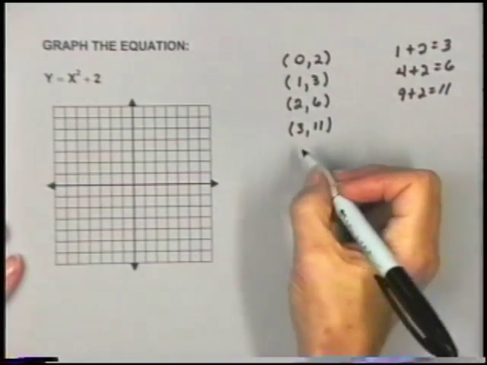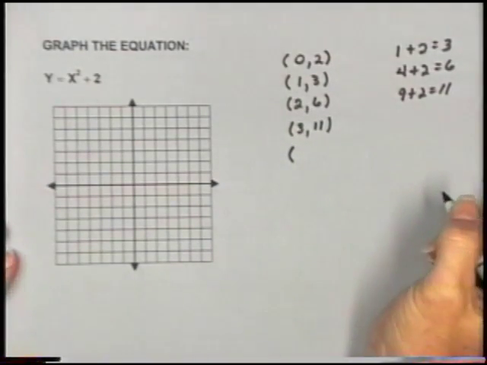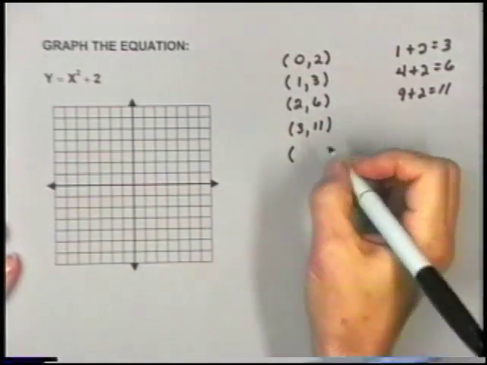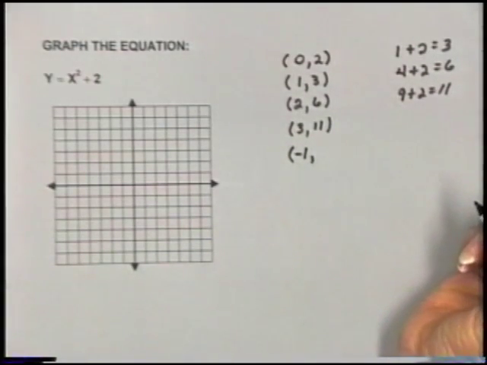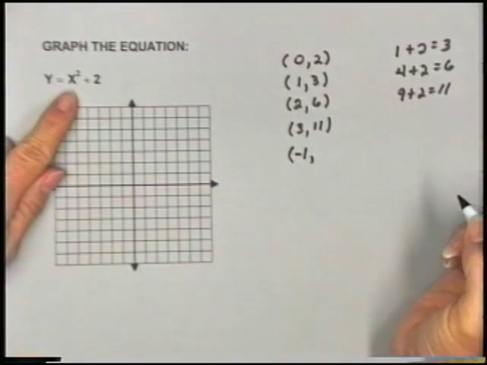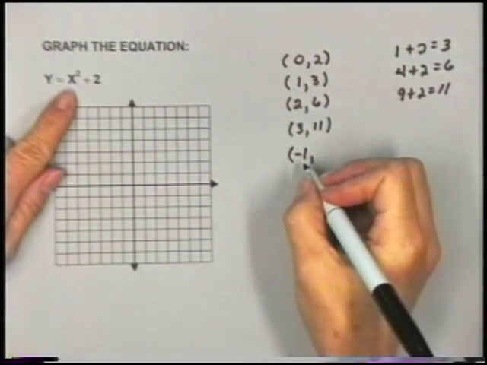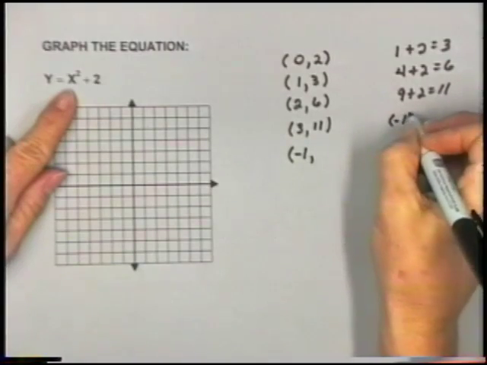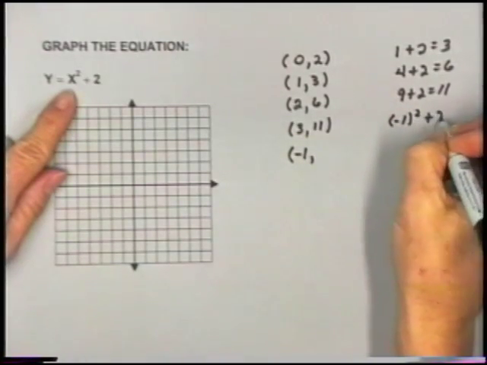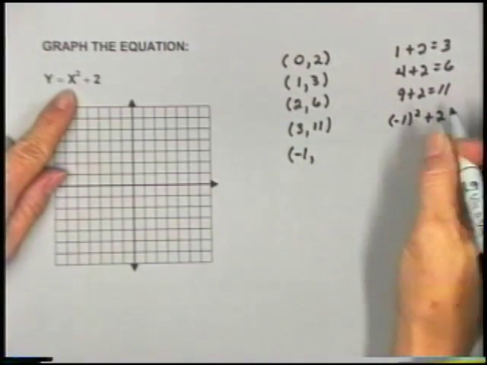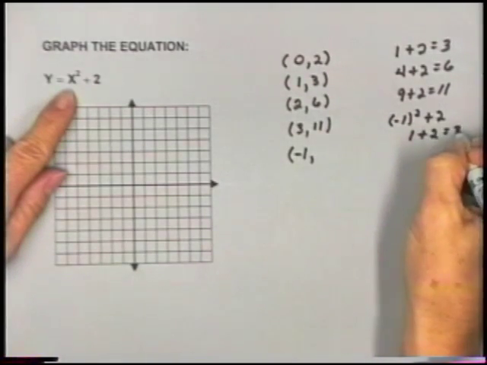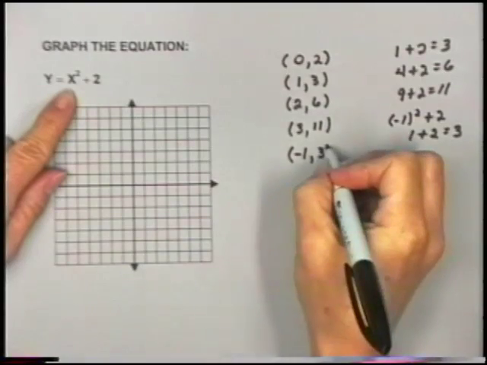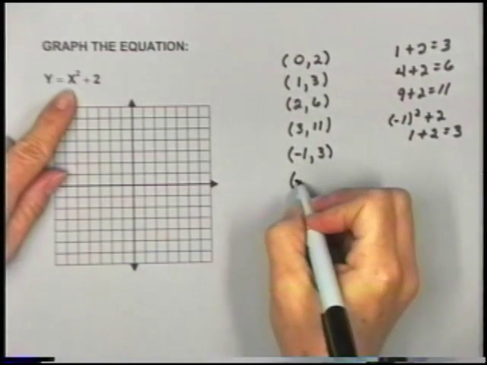So what I'm going to do is to change a little bit here and choose some negative values for x to see what we get for those. It's always a good idea to choose some positives and some negatives to make sure that we get the whole picture here. What happens when you square negative 1? Remember that when you square a negative number, the answer is positive. Negative 1 squared is a positive 1, plus 2 gives me a 3.